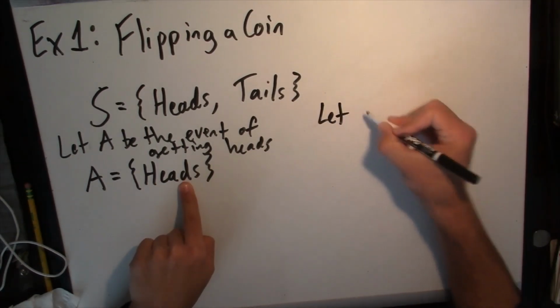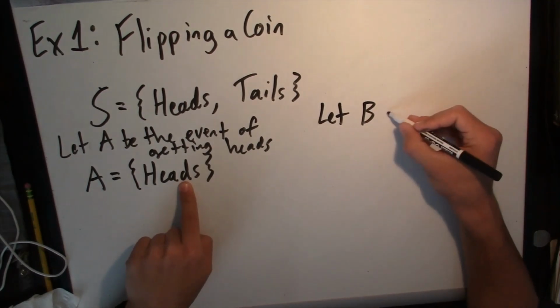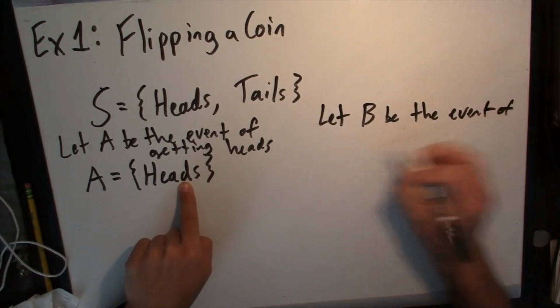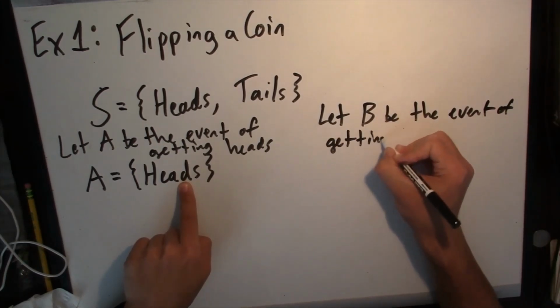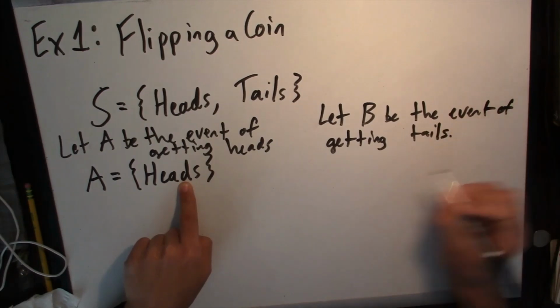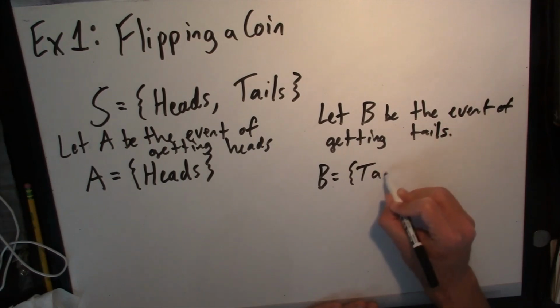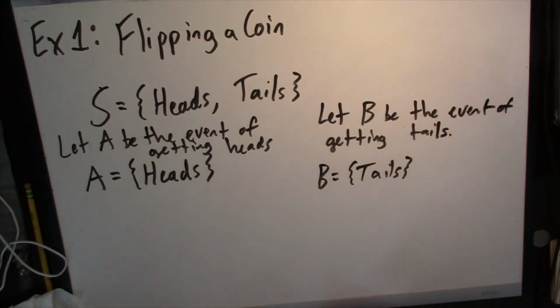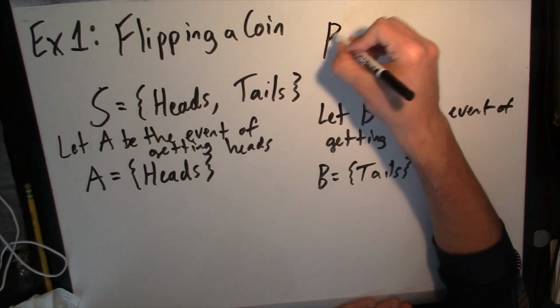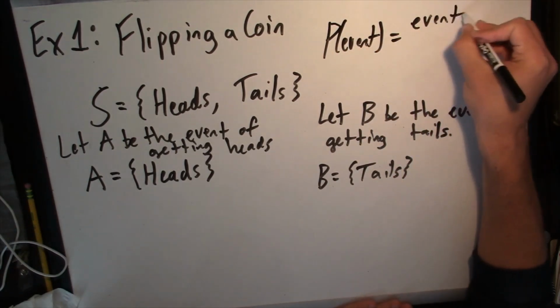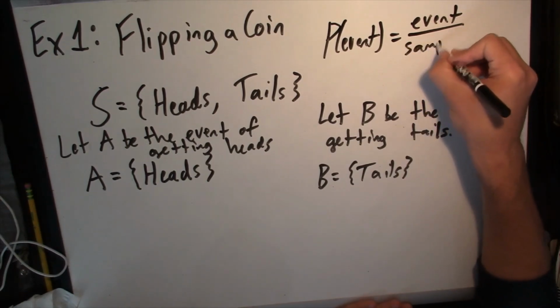Okay, then I could have a second event. I'm going to call it B. Let B be the event of getting tails. So we have 2 events here. We have A, which is getting heads, and we have B, which is getting tails. Those are 2 events. Now, if we want to find the probability, remember, I'll write it up here. The probability of an event occurring is the event space over the sample space.